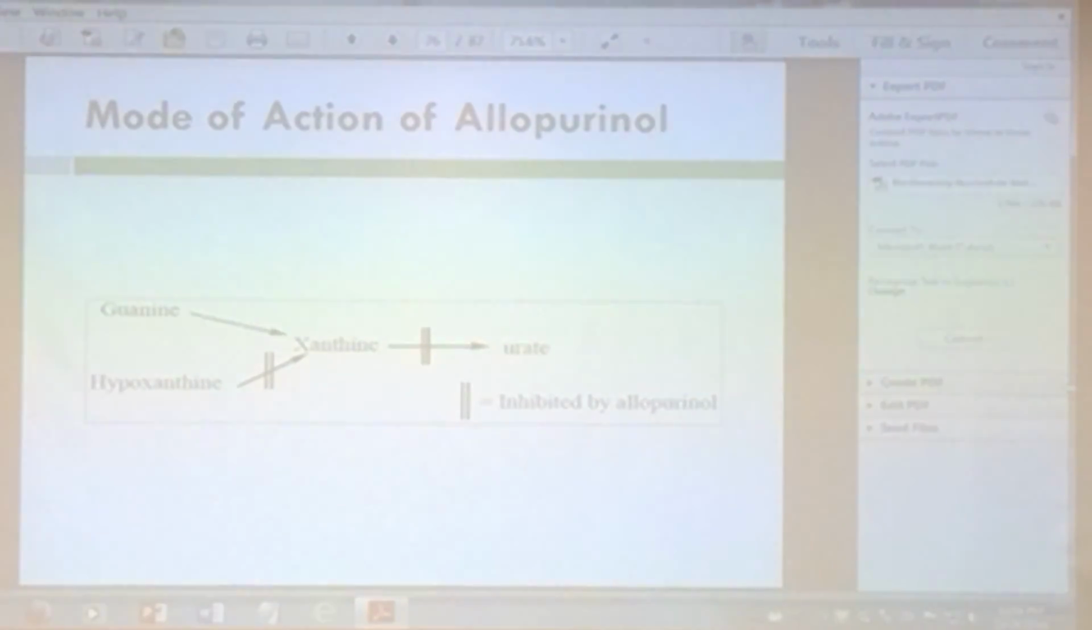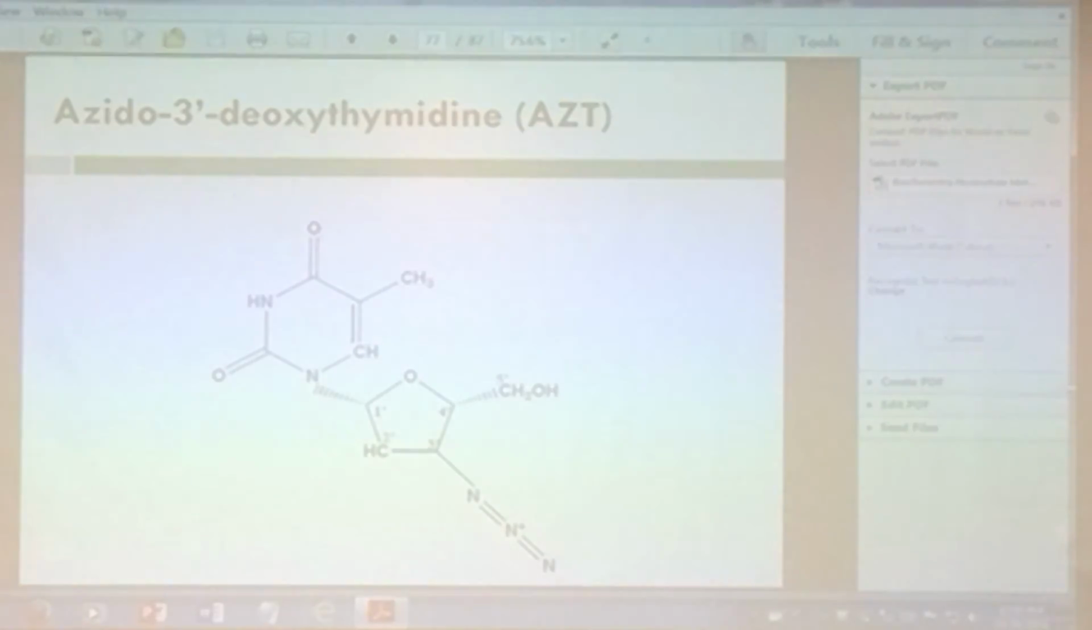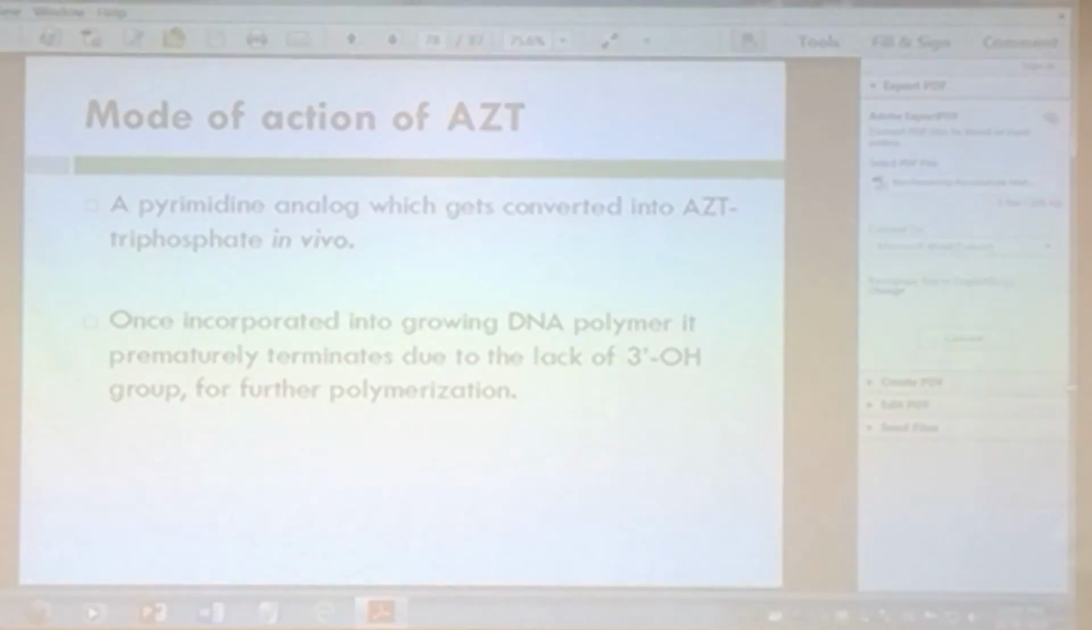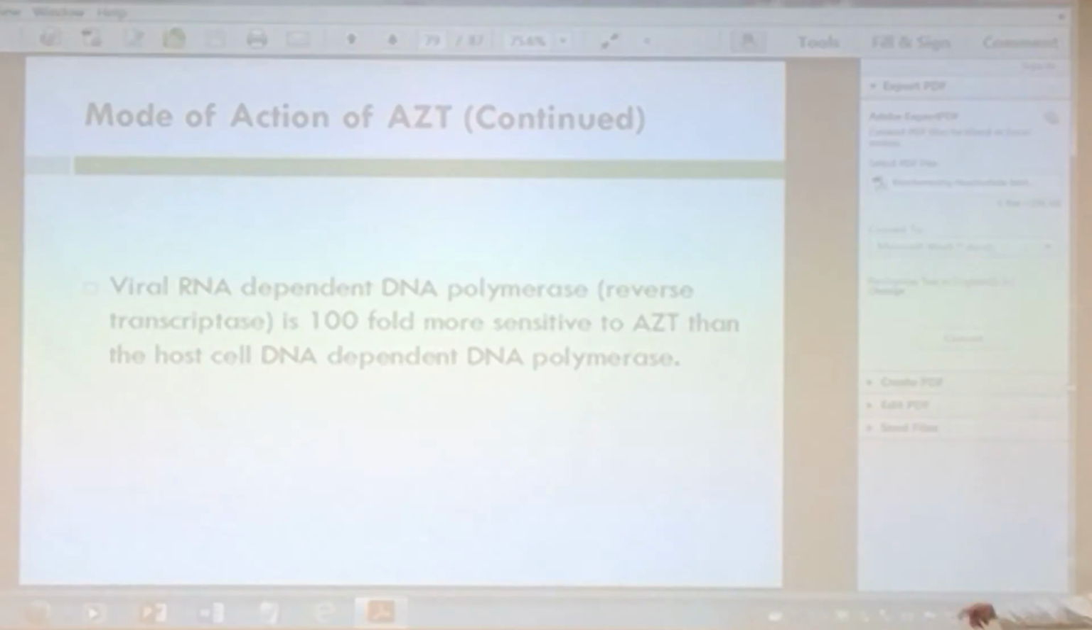So allopurinol here versus xanthine oxidase. AZT, that's the compound that inhibits the viral RNA-dependent DNA polymerase, and you see that the 3' is modified. AZT basically inhibits the DNA chain growth, right? DNA polymerization. And it's the viral RNA-dependent DNA polymerase that gets potently inhibited, 100-fold more sensitive to this enzyme.